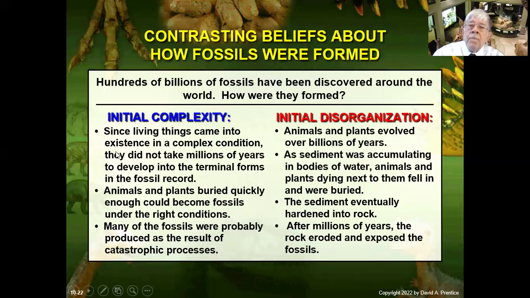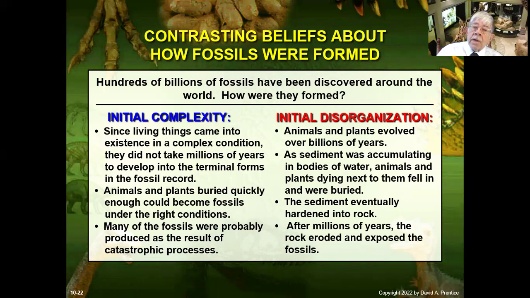So we've got different beliefs about how fossils were formed. There have been hundreds of billions of fossils identified around the world. According to creation, initial complexity, how were they formed? Living things came into existence in a complex condition, so they didn't take millions of years to develop into the terminal forms in the fossil record.